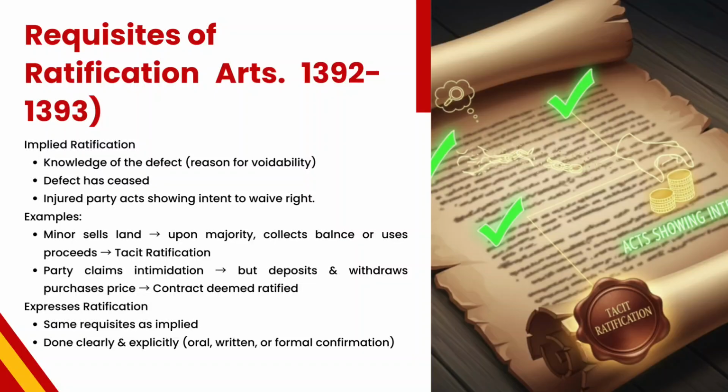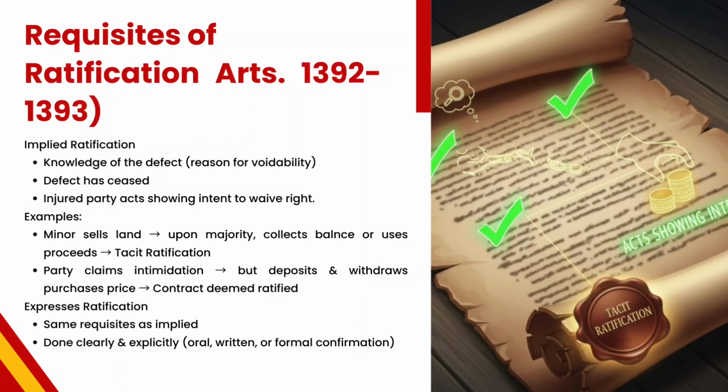Requisites of ratification. The requisites for implied ratification are the following. There must be knowledge of the reason which renders the contract voidable. Such reason must have ceased, and the injured party must have executed an act which necessarily implies an intention to waive his right. Examples: a minor, S, sold his land to B.